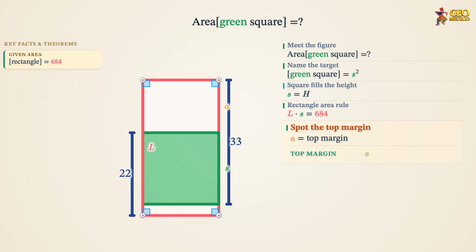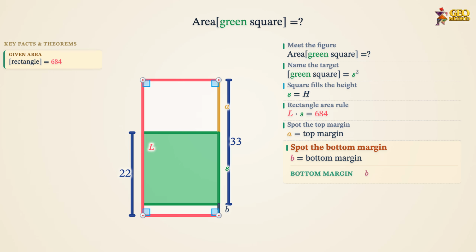Above the green square, there is a thin white strip. Call its width A, the top margin between the rectangle's edge and the square. On the other side of the square, there is a second white strip. Call its width B, the bottom margin between the square and the rectangle's bottom edge.